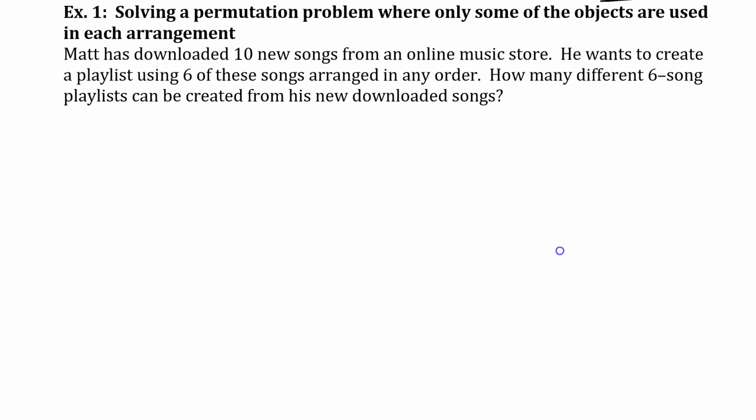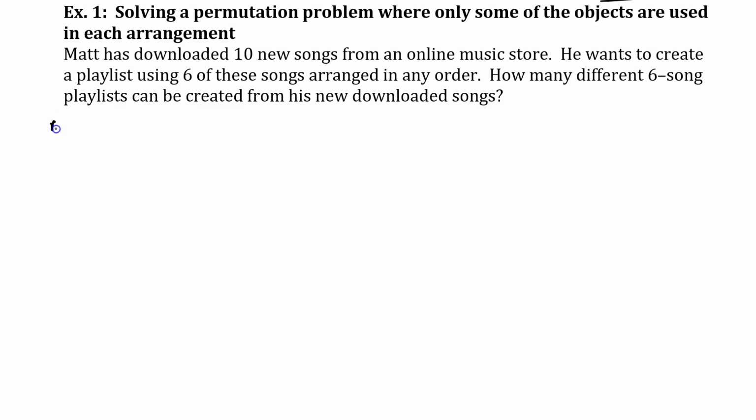So example number 1, solving a permutation problem where only some objects are used in each arrangement. Matt, our buddy Matt, has downloaded 10 new songs from an online music store, iTunes, but we can't say that. He wants to create a playlist using 6 of these songs arranged in any order. How many different 6-song playlists can be created from his newly downloaded songs?